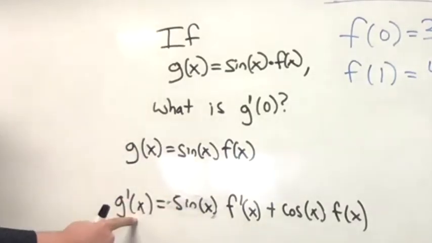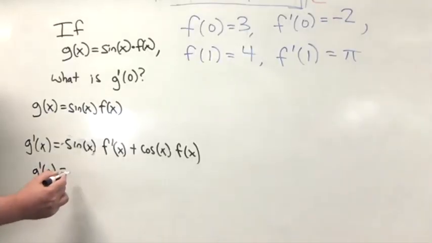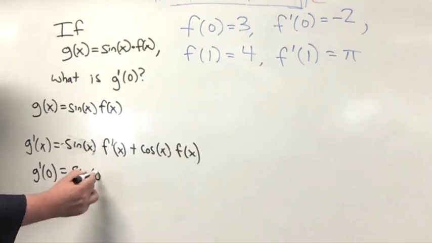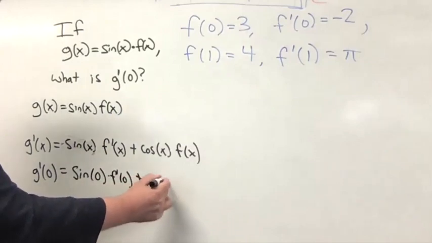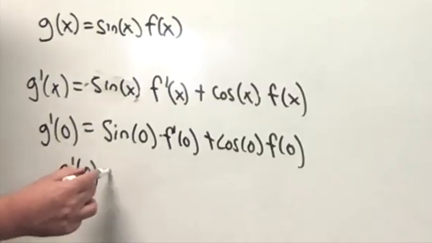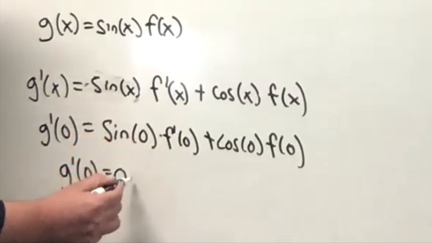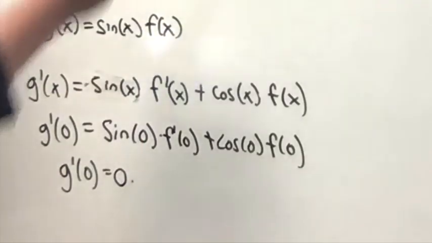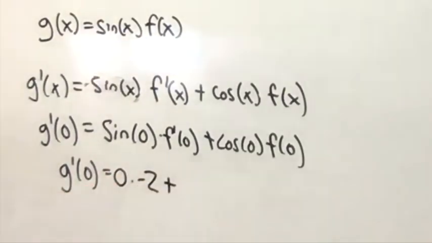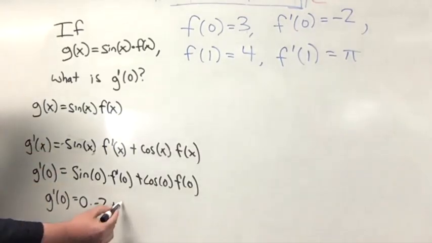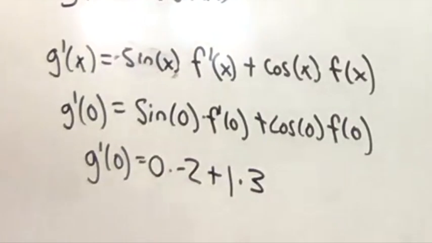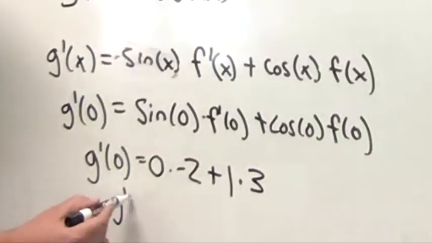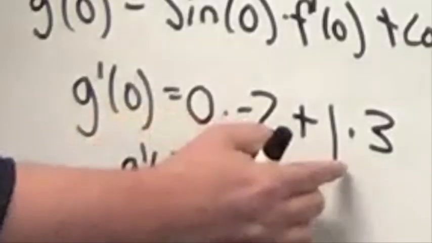Well, I just plug in 0 everywhere I see x. So I would have g prime of 0 is equal to sine of 0 times f prime of 0 plus cosine of 0 times f of 0. This is 0 actually. 0 times f prime of 0, which is -2, plus cosine of 0, which is 1, times f of 0, which is 3. So if I went down to the full depth of my numerical answer here, I would have g prime of 0 is equal to 0 plus 3, which is 3.